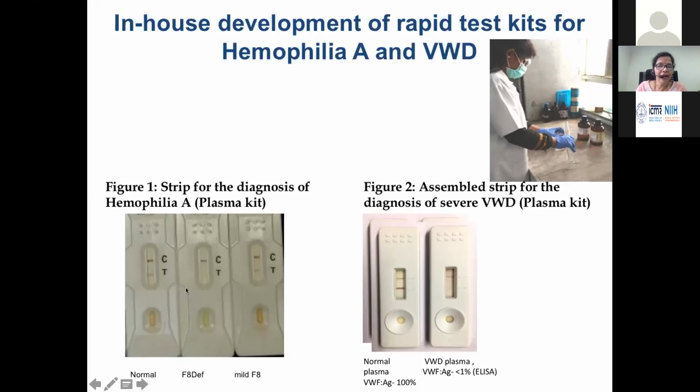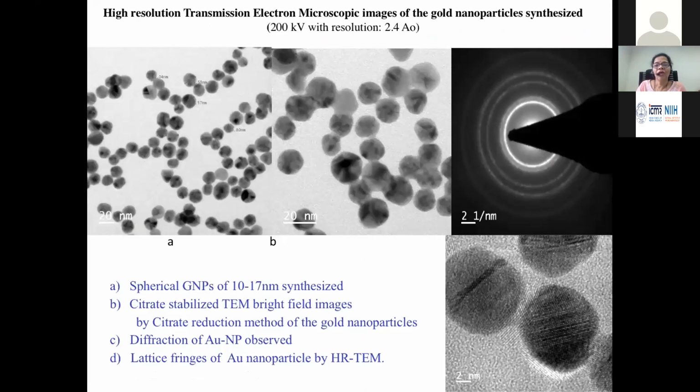So when you have the line, it can be a normal or it can be a mild factor 8 deficiency. The intensity will vaguely tell you what it is. A lot of work has gone into this. The test is simple, but designing this test is very complex.